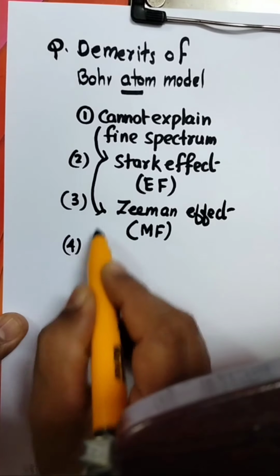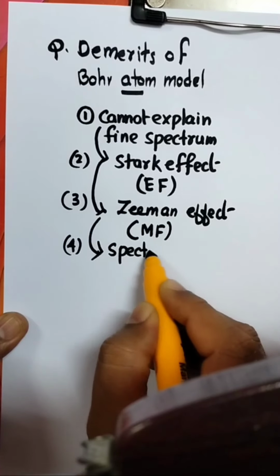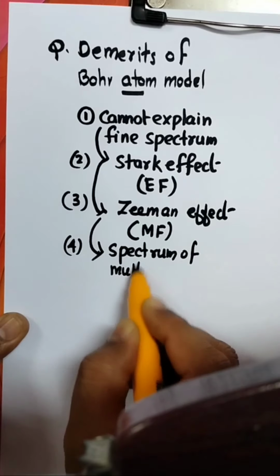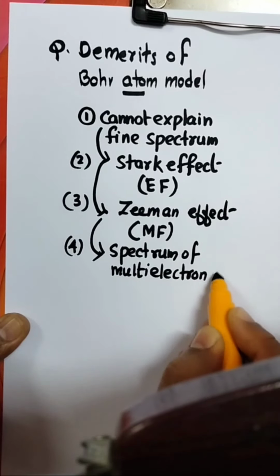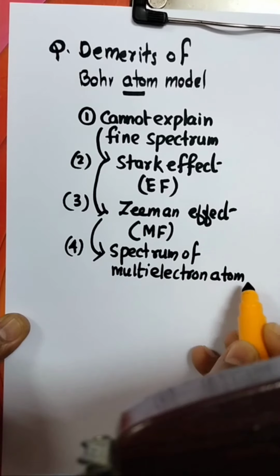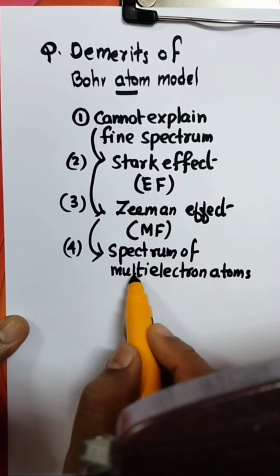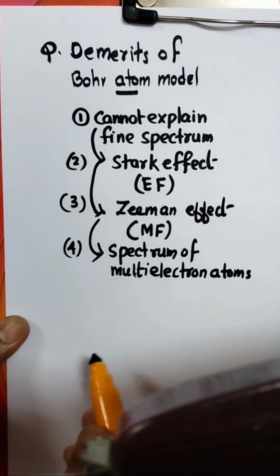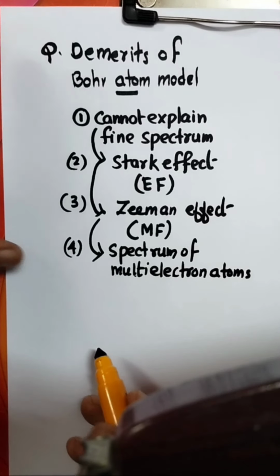Fourth point, it cannot explain the spectrum of multi-electron atoms. Multi-electron atoms are atoms which contain more than one electron. Spectrum produced by multi-electron atoms cannot be explained by this Bohr atom model. These are the demerits of the Bohr atom model.